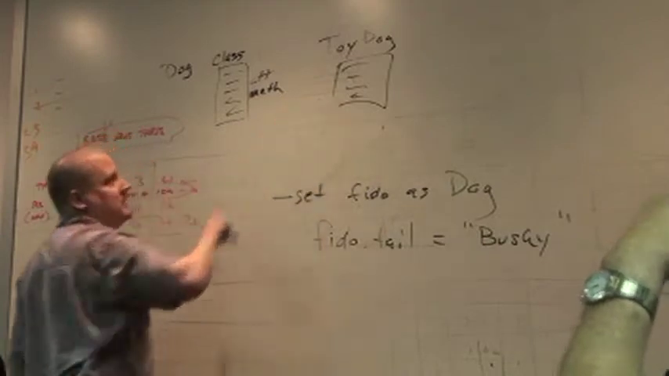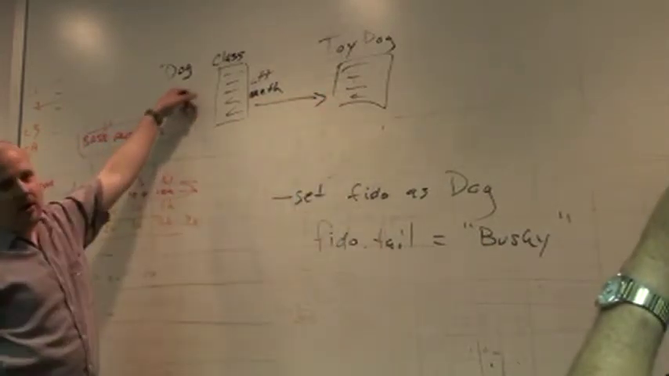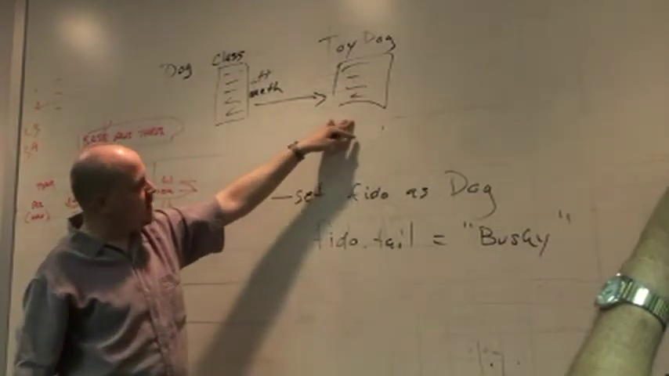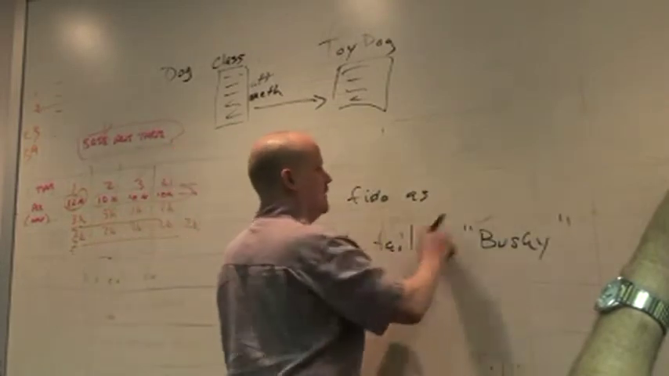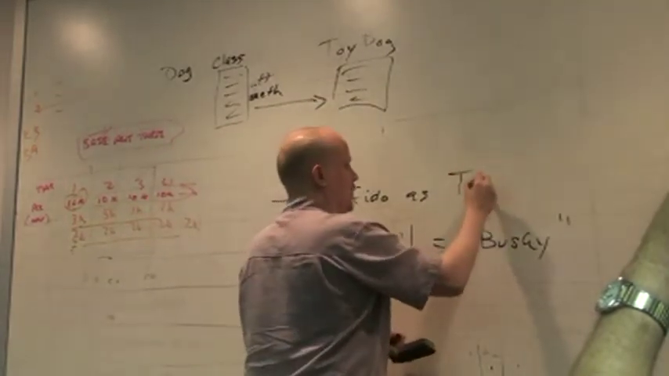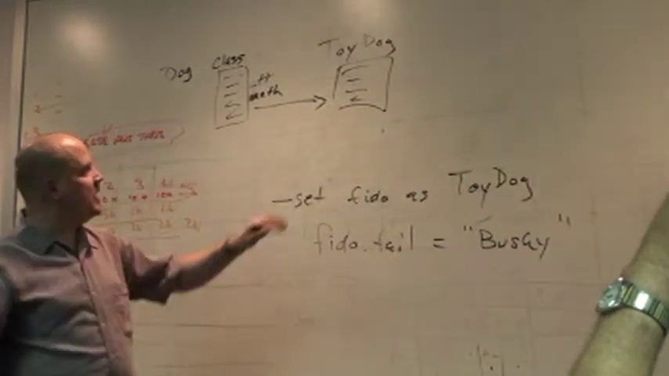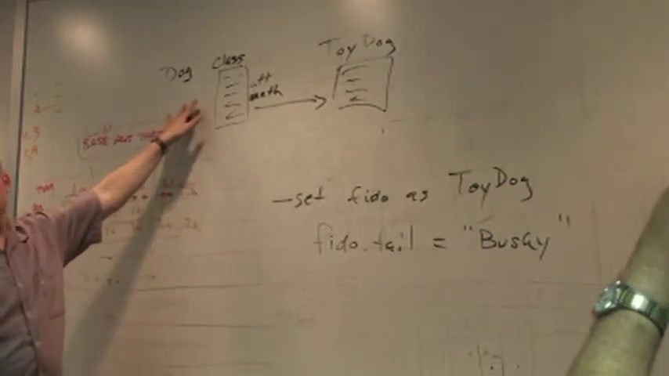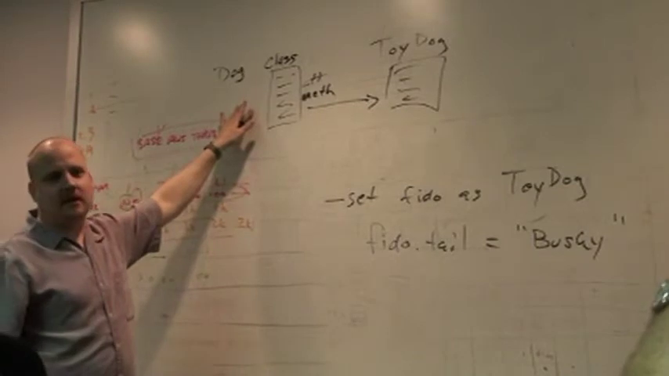So the toy dog class inherits from the dog class. So if I instantiate a toy dog now, so I say set Fido as, and instead of saying dog, I say toy dog. What am I getting here? I'm getting all the methods and attributes that have been set here, along with any methods and attributes that have been set up here. It's a subclass. There you go.